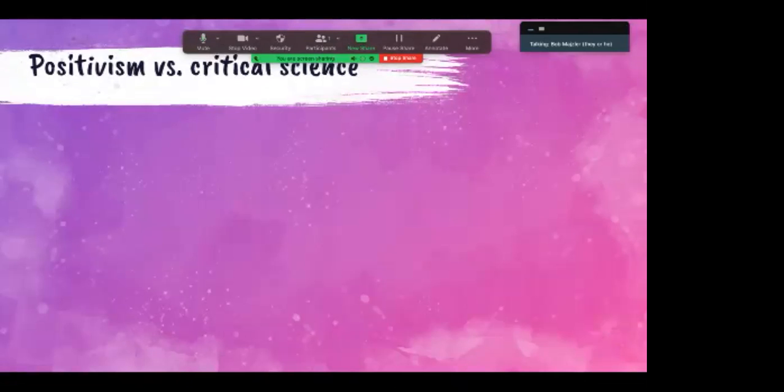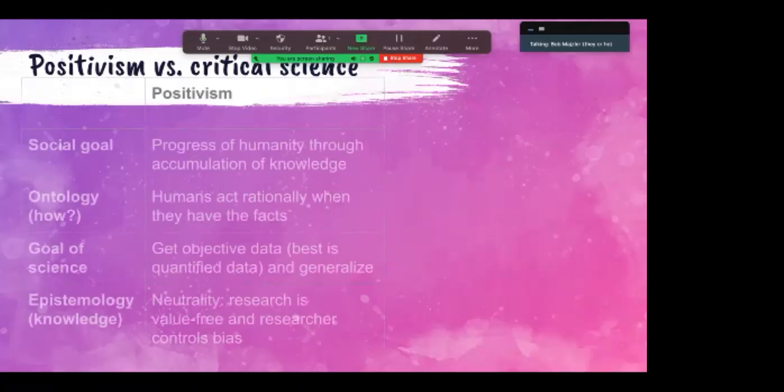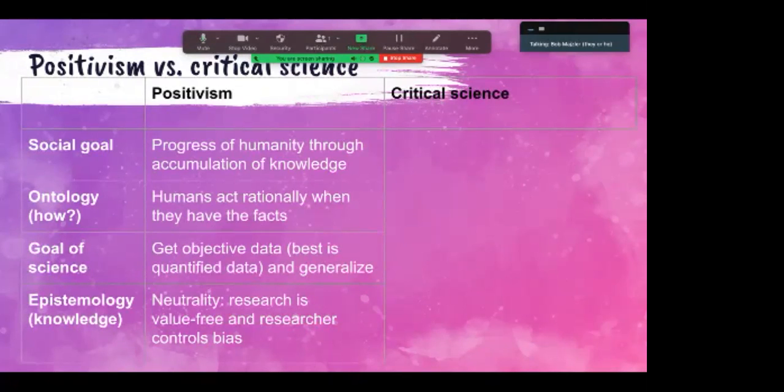So let's look back at the chart, the philosophies of science, and let's talk about what critical science has for its assumptions. We already went through positivism's assumptions. So let's look at critical science and what is the social goal, the overall larger project of critical science. Critical science is based in the ideas of liberation and a study of oppression. So the social goal is that history shows cycles of oppression and liberation, and that those are the drivers of society, not just the singular progress of humanity. But that history is cycles of liberation and oppression, and that the overall social goal is to bring these to light and be grounded within liberation.